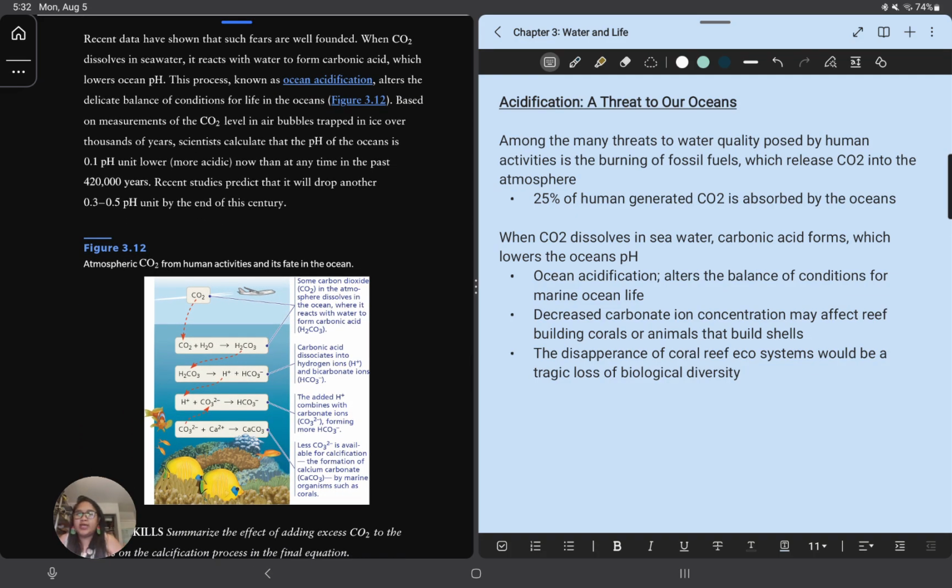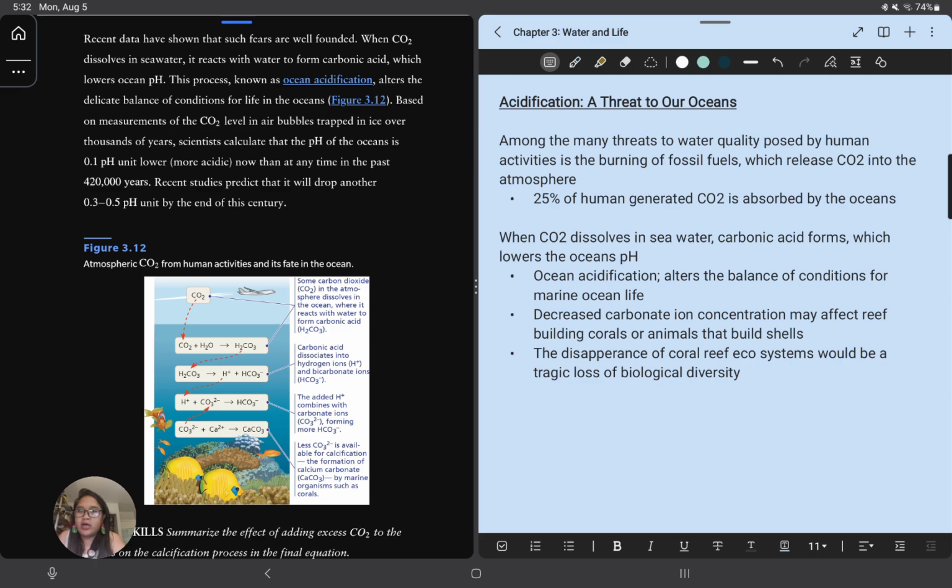Recent data have shown that such fears are well-founded. When carbon dioxide dissolves in seawater, it reacts with water to form carbonic acid, which lowers ocean pH. This process, known as ocean acidification, alters the delicate balance of conditions for life in the oceans.